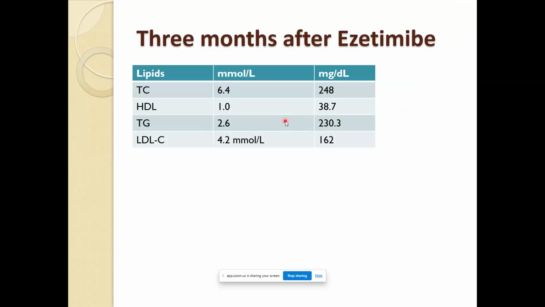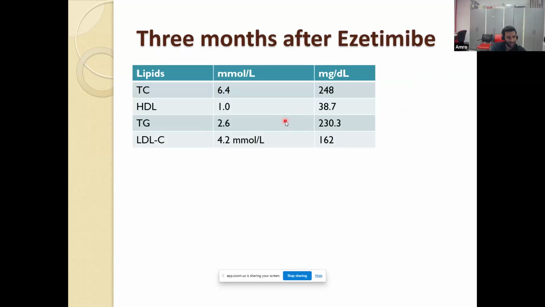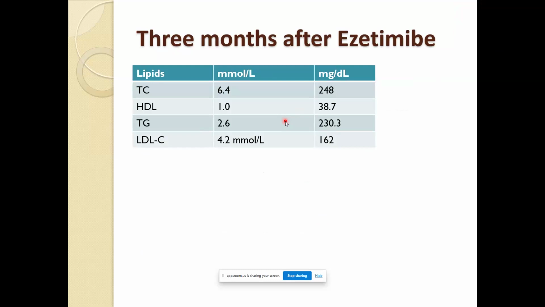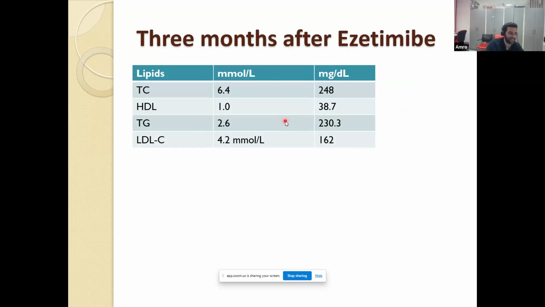Yeah, ezetimibe not enough. So what did we say was the average LDL reduction of ezetimibe alone? Do you remember? It's about 22% alone. But if we combine it with a statin, it may reach 27%.